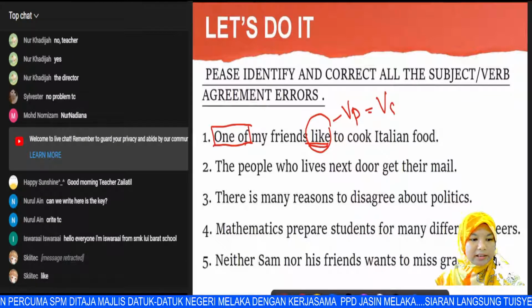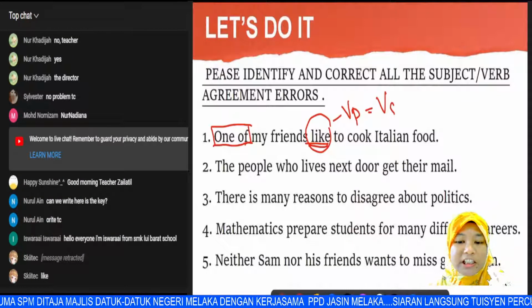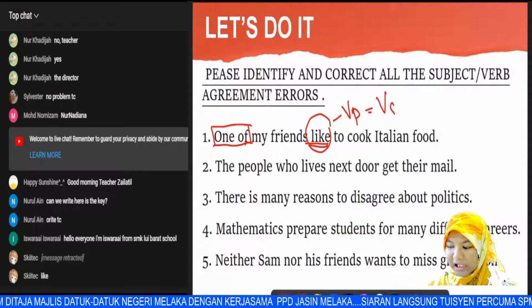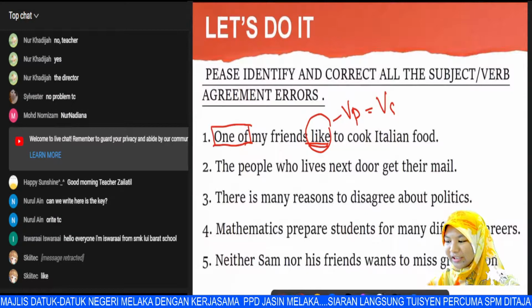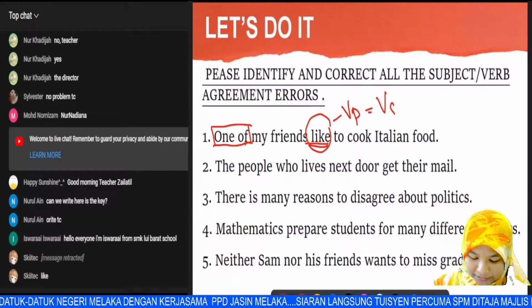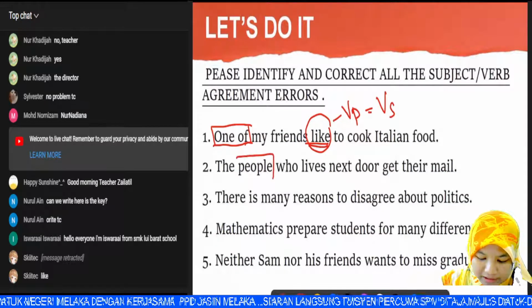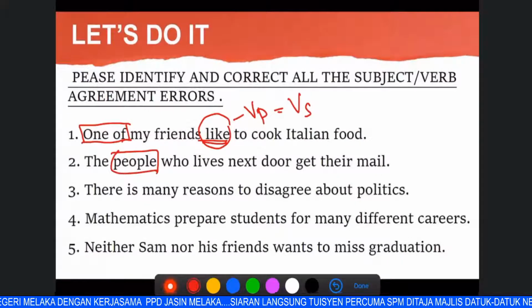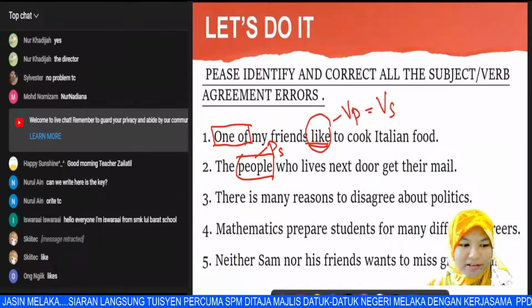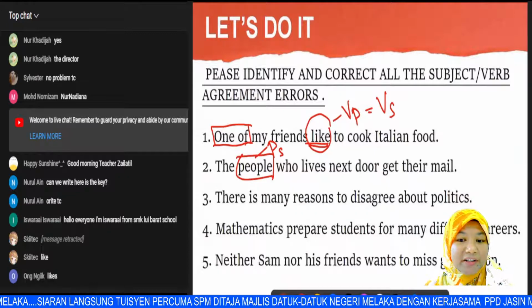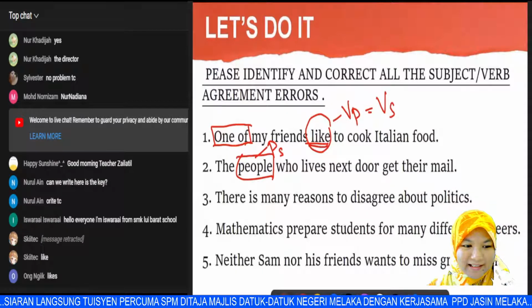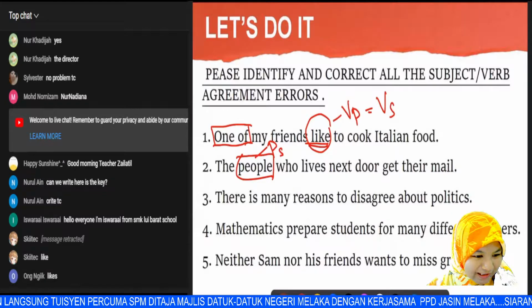Number 2. The people who live next door get their mail. The people, as I mentioned earlier, will be a plural subject. I give you the clue already: the people, the plural subject. So can you identify the error of the second sentence?